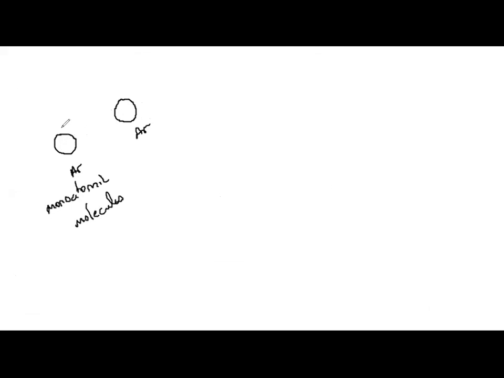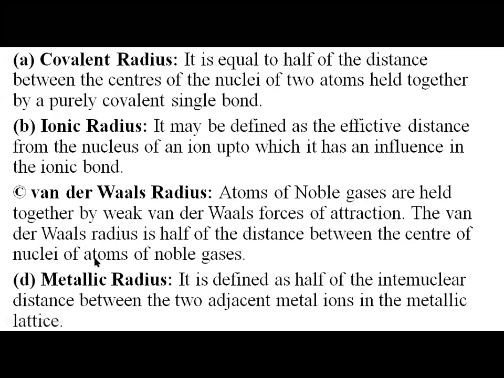Remember, noble gases have monoatomic molecules. They exist stably, individually. So when you take half the distance between the two neighboring atoms, that becomes the van der Waals radius. Therefore, we say van der Waals radius is very large. It exists mainly in noble gases because noble gases are held together by weak van der Waals forces of attraction. The van der Waals radius is half of the distance between the centers of the nuclei of atoms of noble gases.